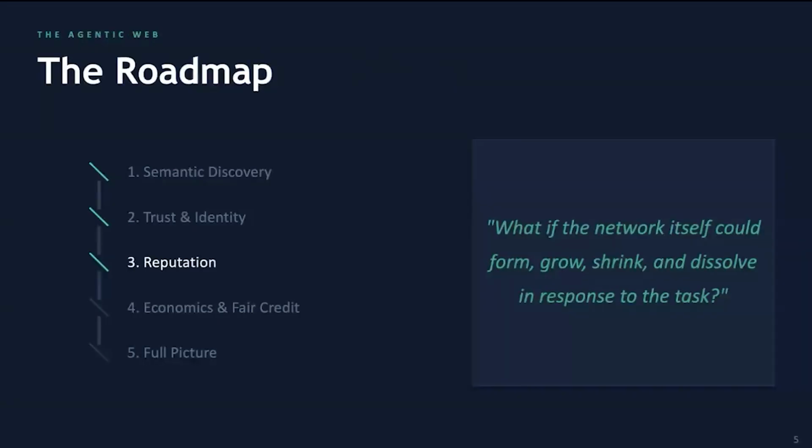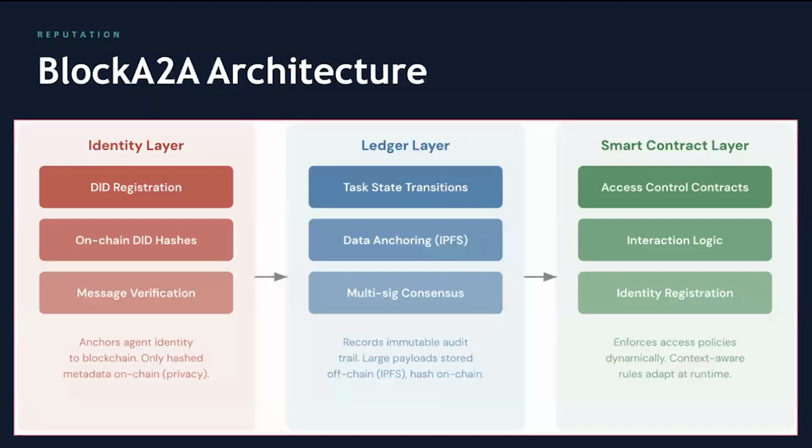All right, so we now need to move over to reputation, right? The DIDs provide identity, the VCs provide attestation, and the zero knowledge proofs provide privacy-preserving proof. But none of these mechanisms address the problem of tamper-proof record keeping. That's reputation. And that's where the Block A2A architecture came to pass.